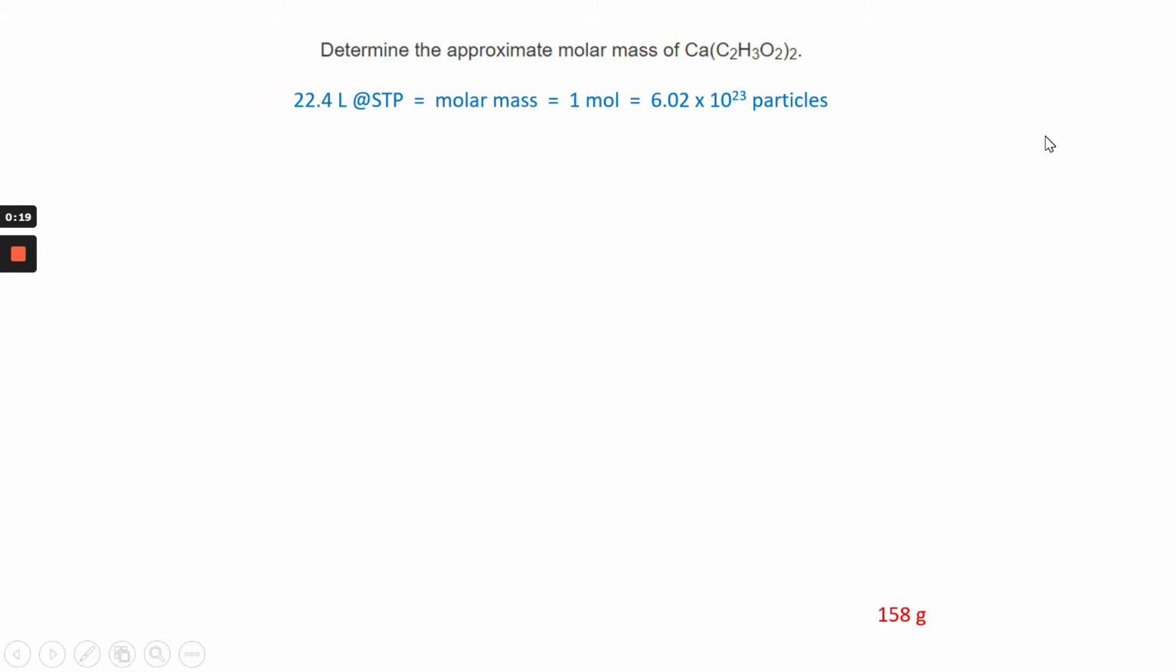Now, I've added the blue line on there. That's information you probably should know as you work through this. So this problem says, determine the approximate molar mass of this particular material, calcium acetate. So in the formula Ca(C2H3O2)2, there is one calcium using the periodic table that weighs 40 grams per mole.